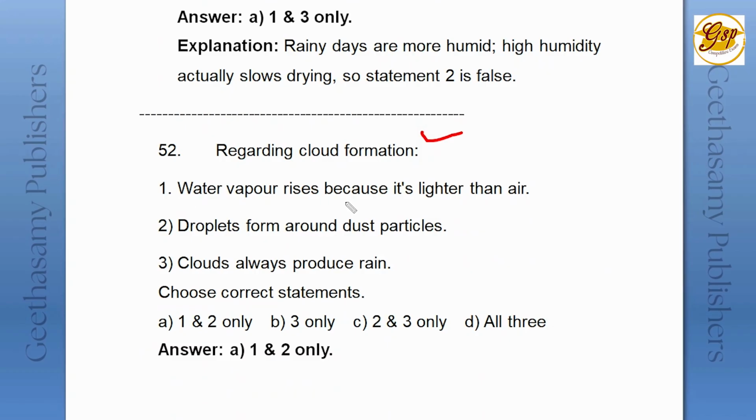The 52nd question is regarding cloud formation. 1. Water vapor rises because it's lighter than air. 2. Droplets form around dust particles. 3. Clouds always produce rain. Choose the correct statements: 1 and 2, 3, 2 and 3, all 3. The correct answer is 1 and 2 only, because all clouds need not produce rain.